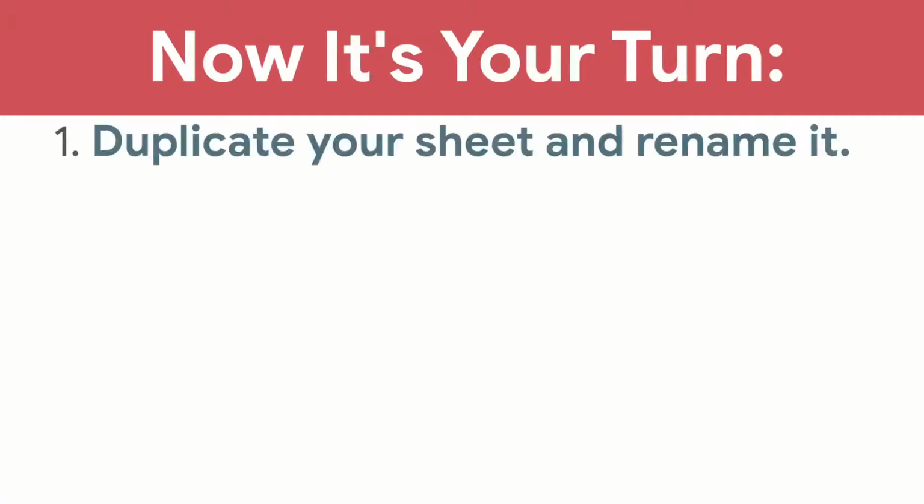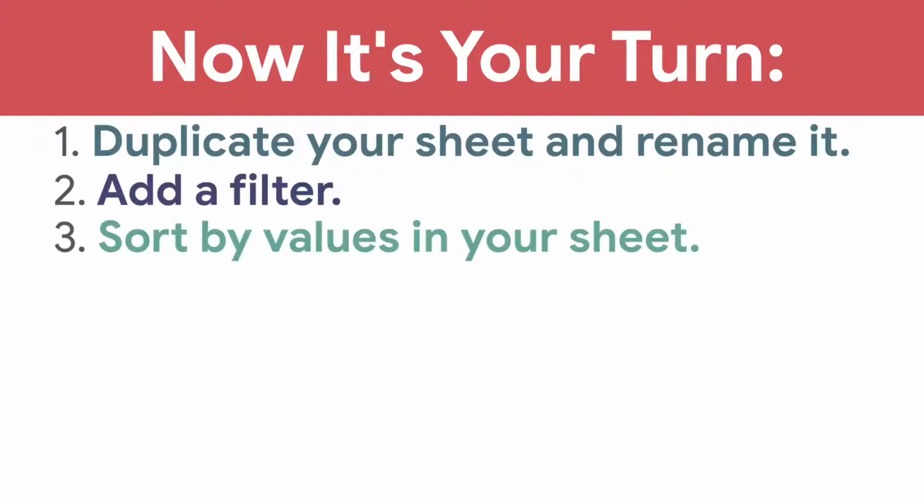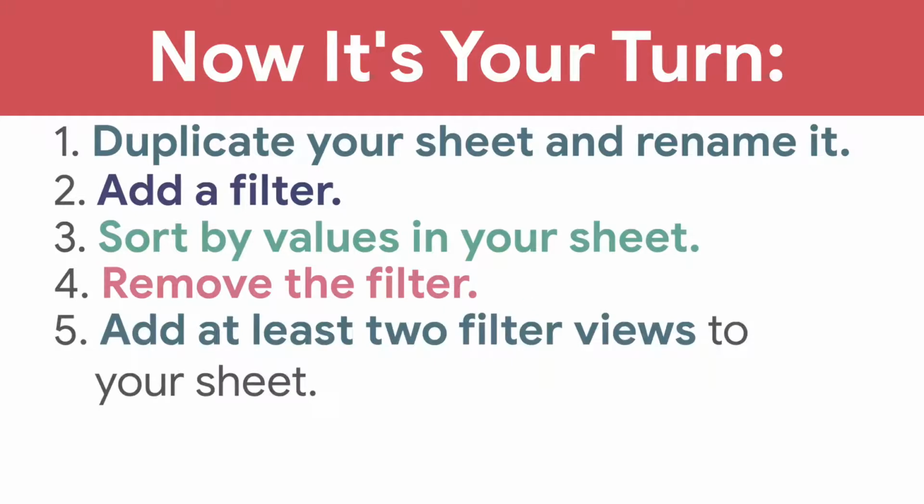Now, it's your turn. Duplicate your sheet and rename it. Add a filter, sort by values in your sheet, remove the filter, and add at least 2 filter views to your sheet.